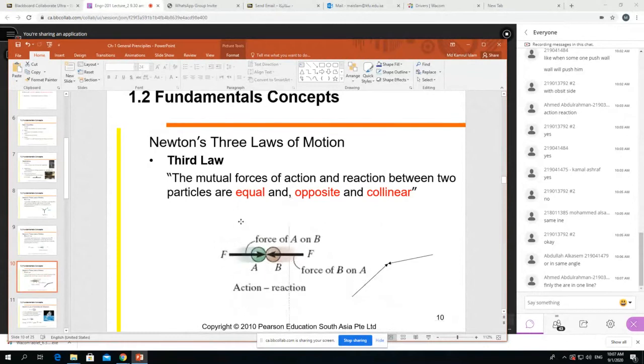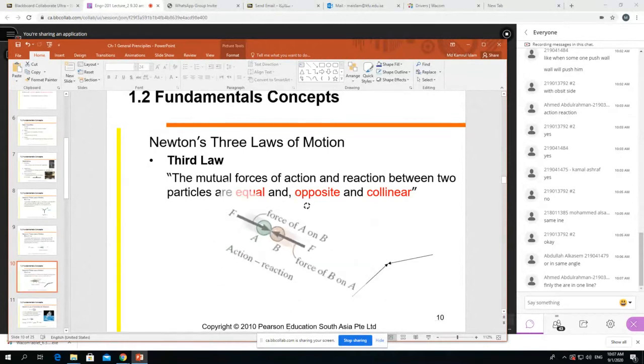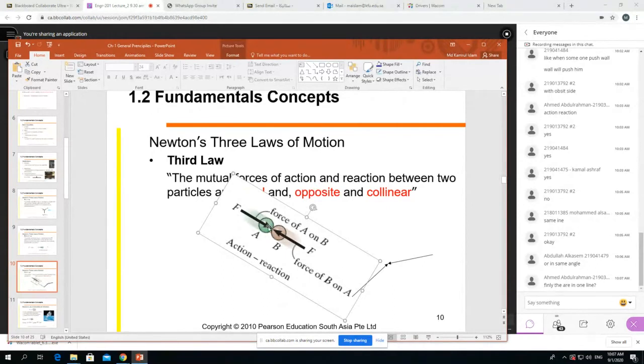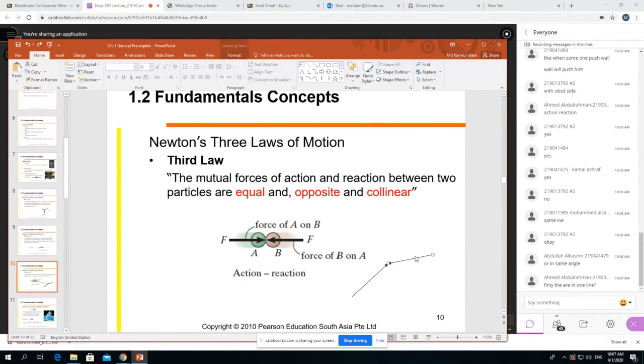Now if I move it, it must always be like this. It has to be collinear, right? It cannot be like this. So the condition is that the force has to be of equal magnitude, opposite direction, and collinear. You must always remember, this is Newton's third law of motion. Clear? All right. Any questions?